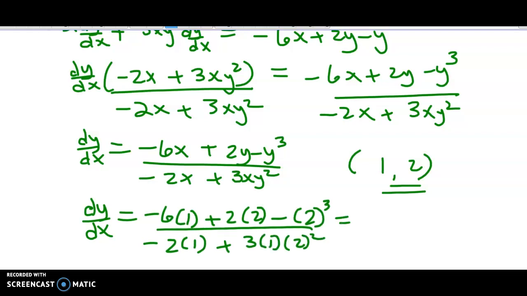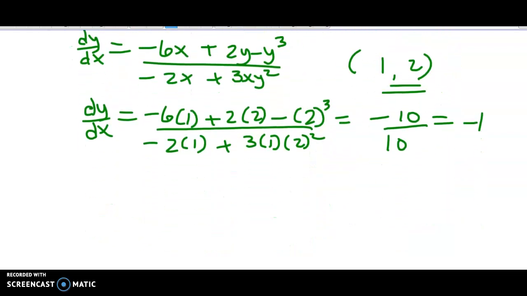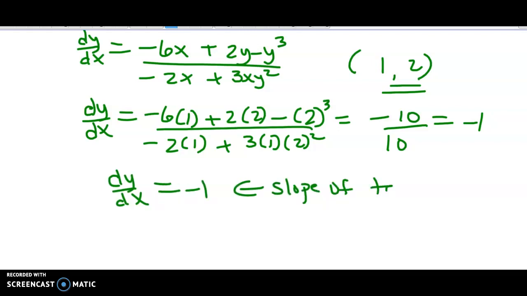So when you work this out, you'll get negative 6 plus 4, subtract 8. So that's negative 10. You'll get negative 2 plus 2 squared is 4, 4 threes are 12, so negative 2 plus 12 is positive 10. So you're going to get negative 1. So this negative 1 value is the slope of your tangent at that coordinate.